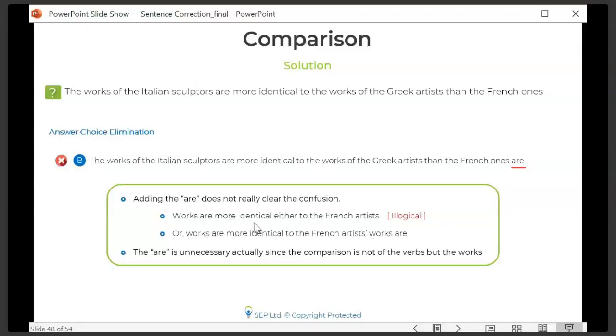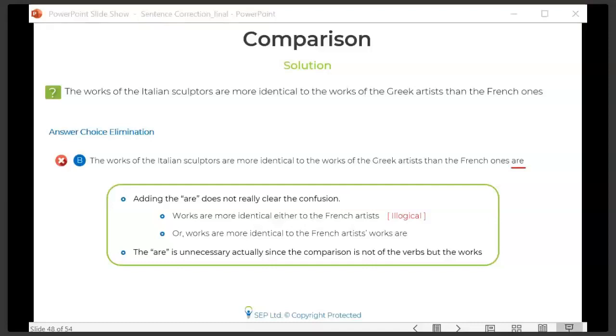Works are more identical either to the French artists, or works are more identical to the French artists' works are. It could mean either of these two things. It is built along the lines of choice A. Just the word "are" has been added at the end of "French ones". And if we again divide the two meanings, we get a dual meaning, and the "are" makes no difference.